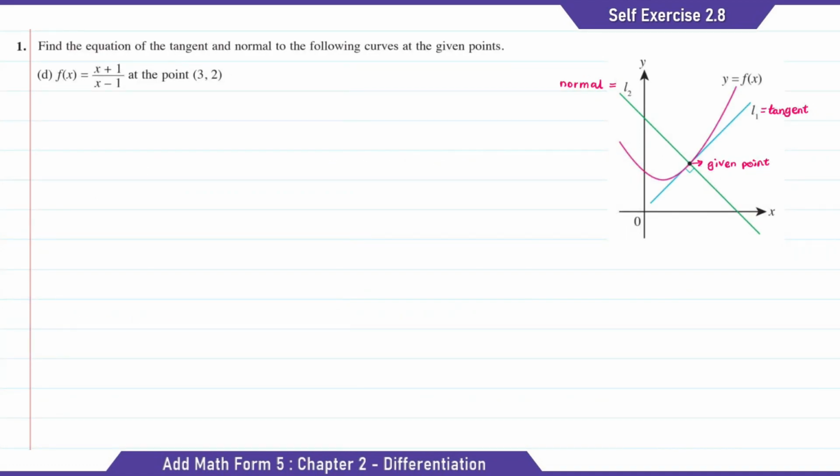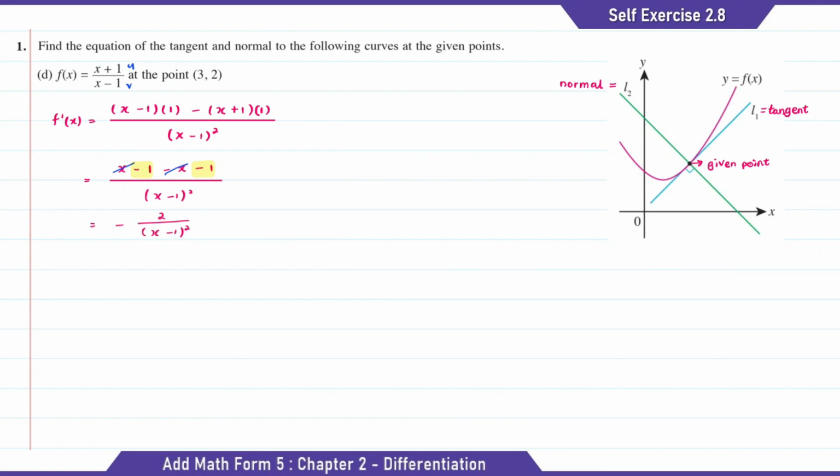Question D. To find the first derivative, here we need to use the quotient rule. First, copy the v, x minus 1, then differentiate the u, which is 1. Then minus, copy the u, x plus 1, then differentiate the v, which is 1, over v squared, x minus 1 squared. Expand the numerator, then we're going to get x minus 1 minus x minus 1. So x minus x will be cancelled.